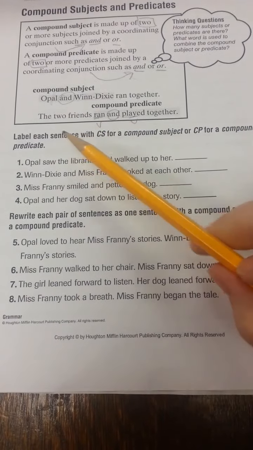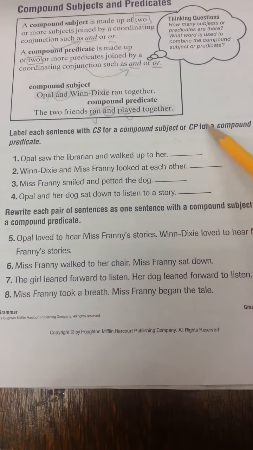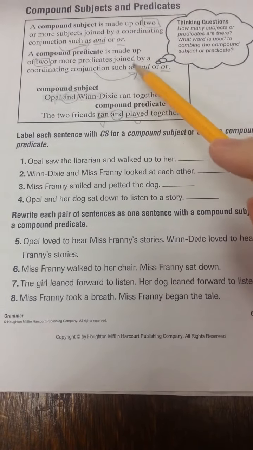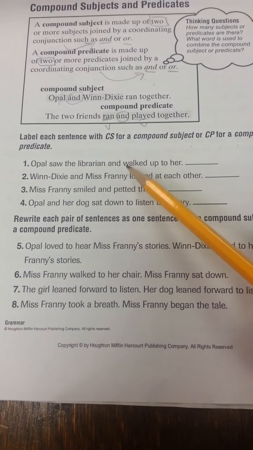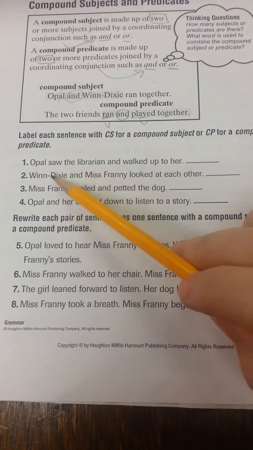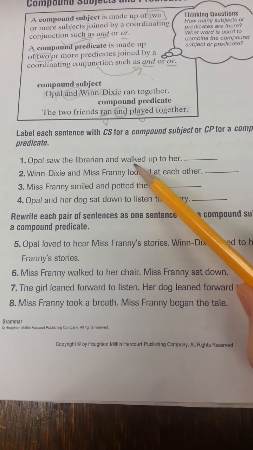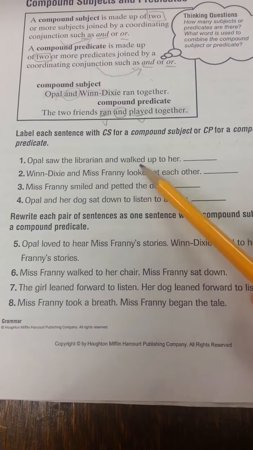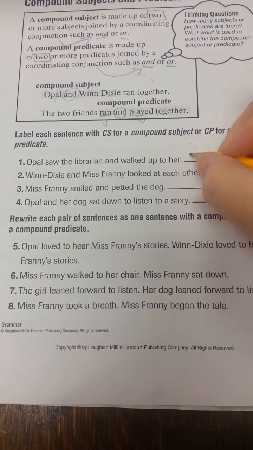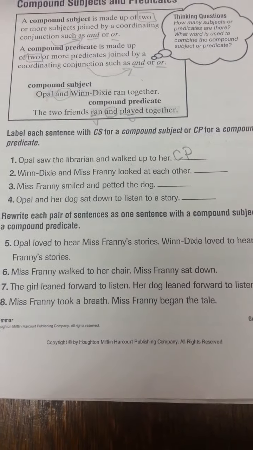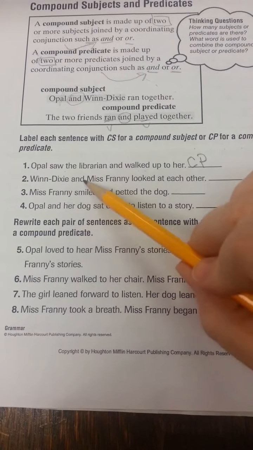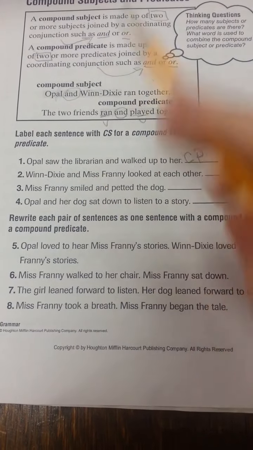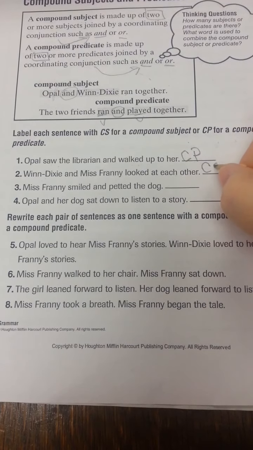Okay. So, if we were working on a worksheet, it says label each sentence with CS for compound subject or CP for compound predicate. So we've got to remember if we're looking for and or. So, Opal saw the librarian and walked up to her. Well, here's a verb, and that's a verb. Saw and walked. So this is a compound predicate. Okay? Dixie and Miss Franny looked at each other. There's an and right here, but these are two nouns. So that's a compound subject.